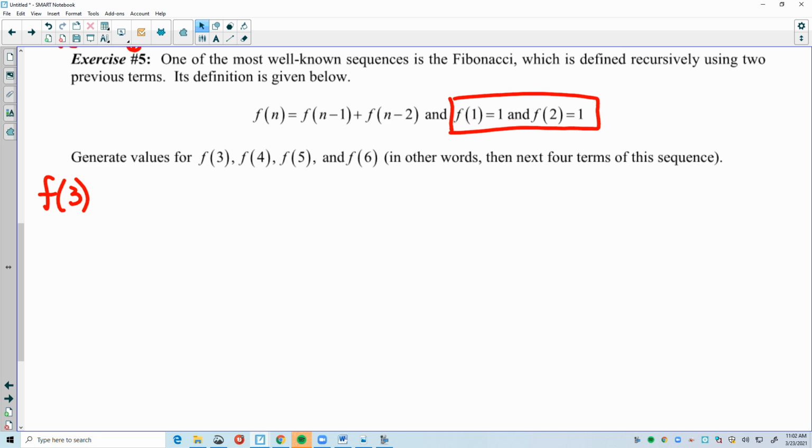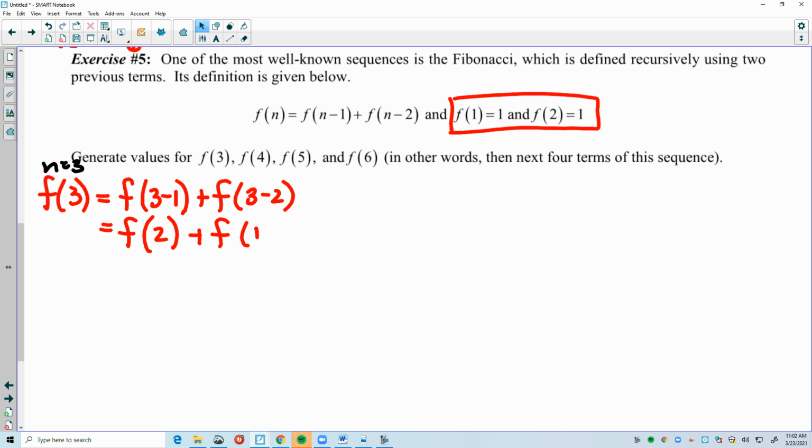So for that third value, n is 3. According to this formula, it says we're going to take f of 3 minus 1 plus f of 3 minus 2. In other words, we are going to take the second term and we're going to take the first term and add them up. Okay, so the second term is 1, the first term is 1, and if we add those up, we get 2. So our third term now is 2.